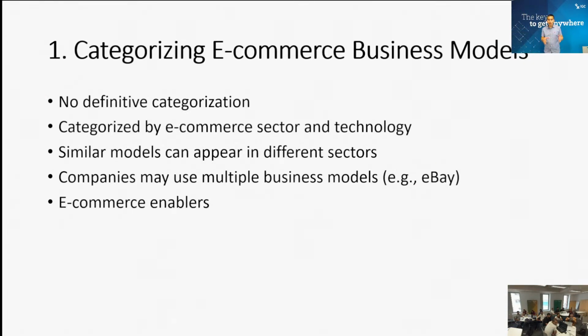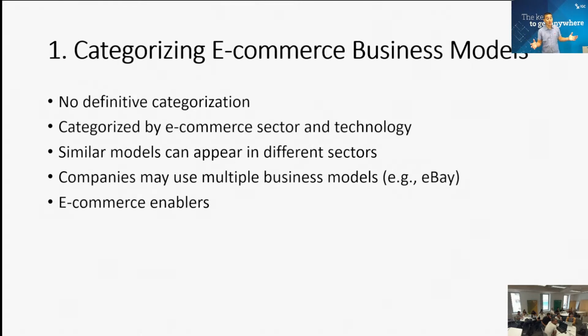So what we are going to do right now for the next 20 minutes is categorize the different e-commerce business models. There is not a unique categorization, but what I want to provide here is that you can decide whether you want to go using any of these different models. So usually it's categorized by e-commerce sector and technology. Yes. There are similar models that can appear in different sectors. Companies might use simple business models, for instance, eBay. We are going to see that. And there are e-commerce enablers, and these enablers are services that include official store management, digital marketing, creative services, customer service management, supply chain management, and fulfillment.